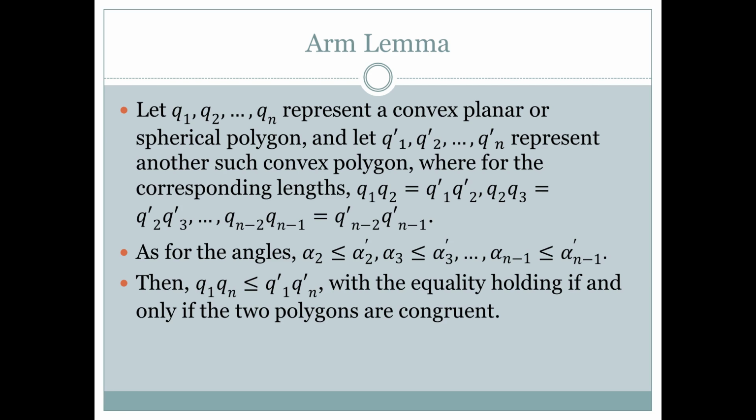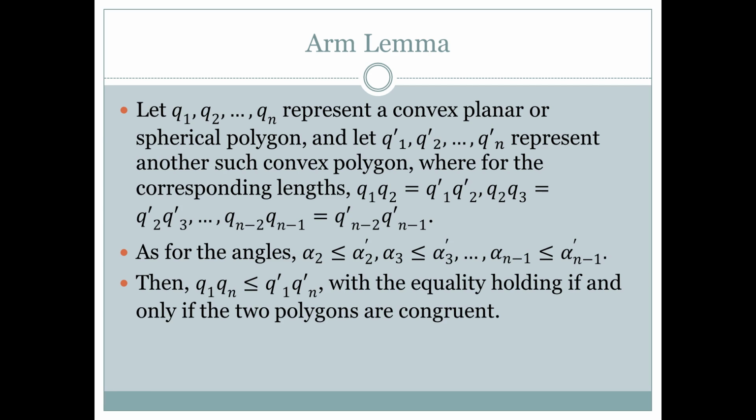As well, the angles, so alpha 2 will be less than or equal to alpha 2 prime. And this will be true up to alpha n minus 1. So if we have that condition, then Q1 to Qn will be less than or equal to Q1' to Qn'. And if they're equal, then the two polygons will be congruent.